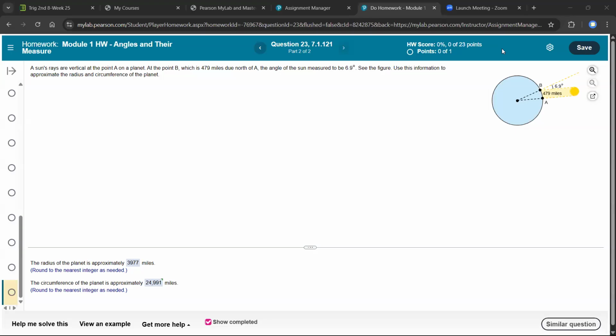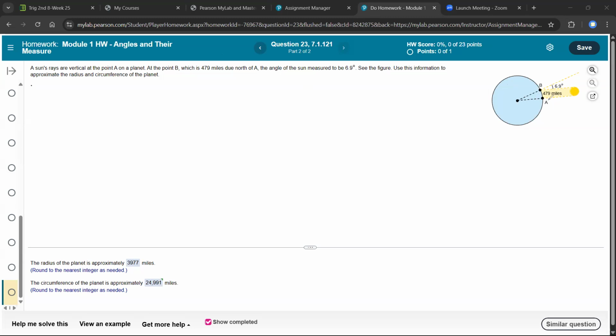Here's a problem I meant to do in class, and just one thing led to another, and it just didn't happen. So, let's do it now. This is problem 23 on the first homework. It's a pretty cool problem, but we just didn't get to it in class, so let's do it now.